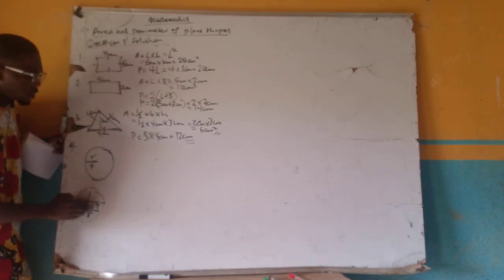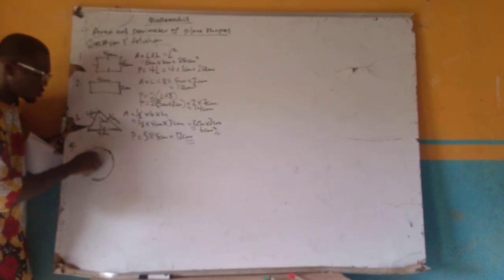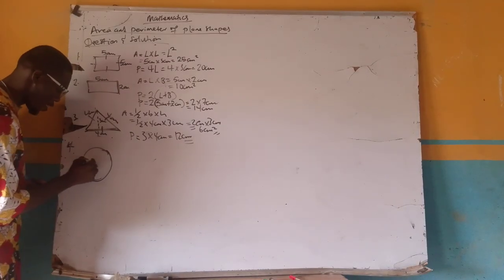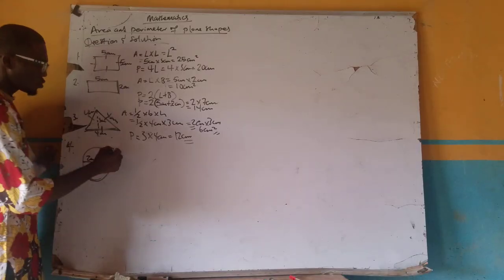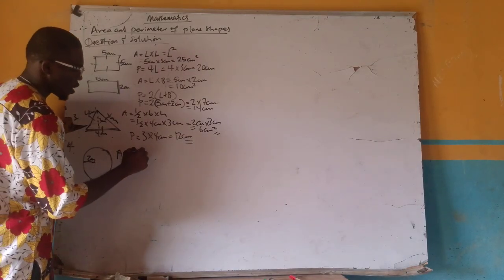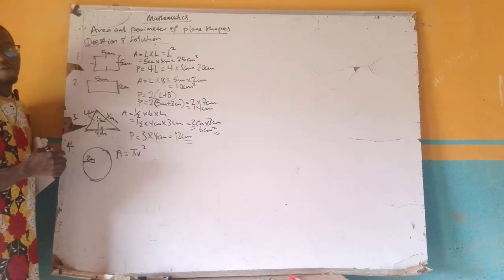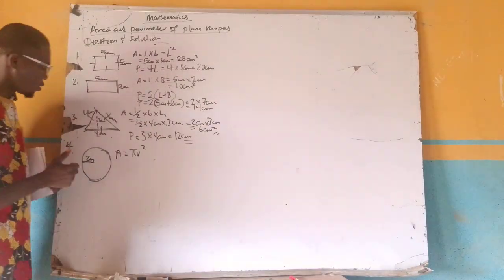That's if you are using the diameter. But let's use the radius in this illustration. So I have 2 centimeter, that's my radius here. So area is equal to pi r square. This is the formula for finding the area of a circle.